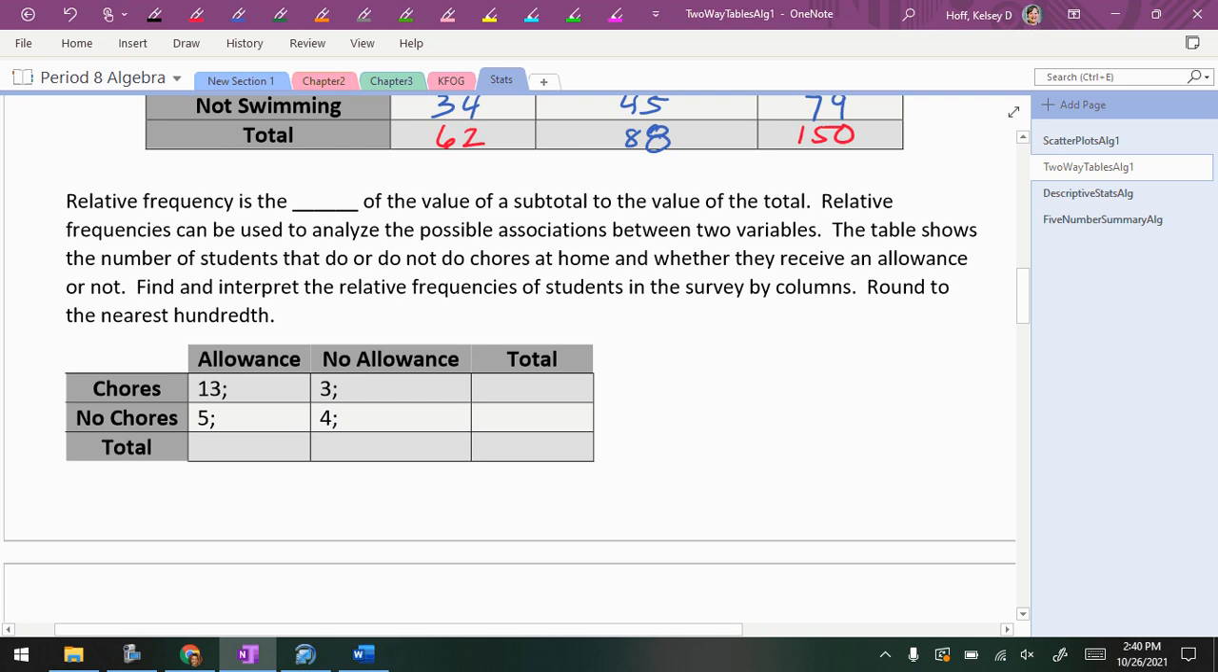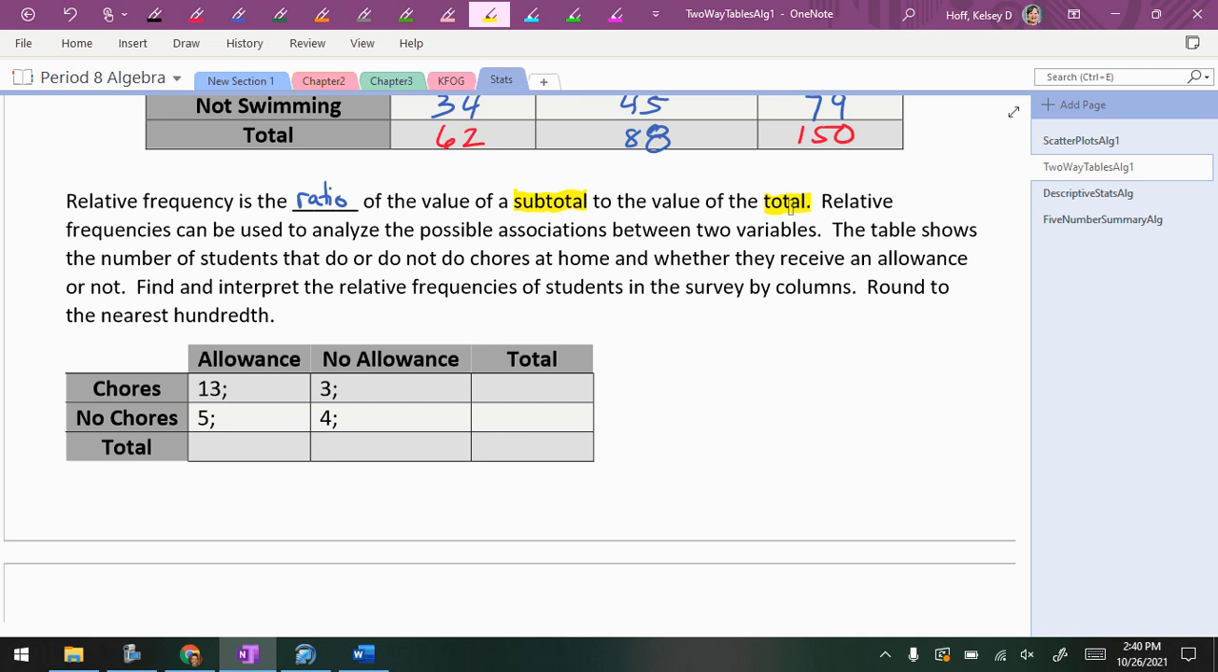Okay. Relative frequency is the blank of the value to the value of the total. What word do you think should go there? Is the ratio. Relative frequency is the ratio of the subtotal to the total. Ratio is a fancy word for a fraction. You are going to compare, and this makes sense, subtotal to the total. Agreed? Now, with relative frequencies, you can analyze possible associations between the two things that we're talking about.